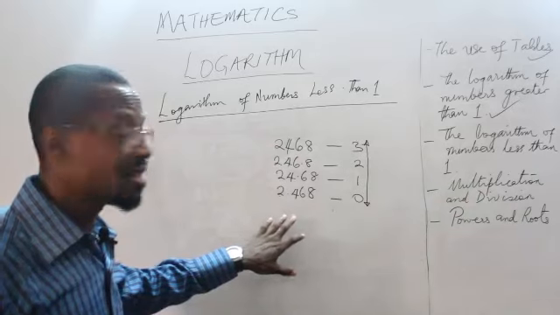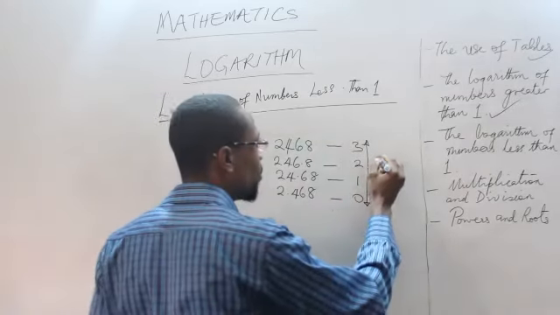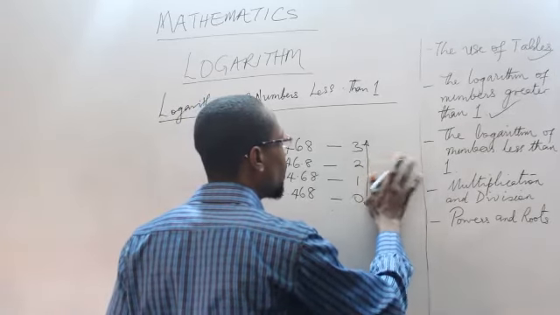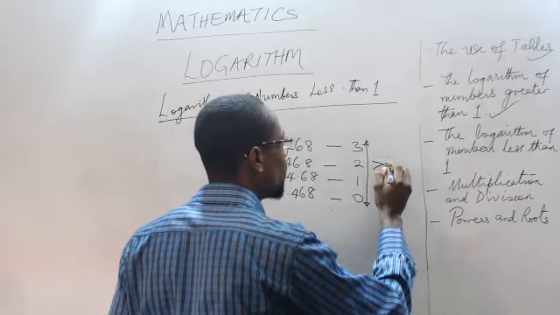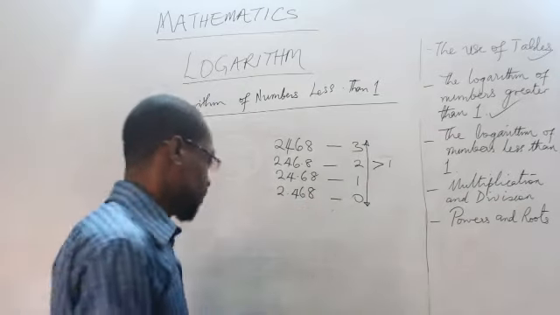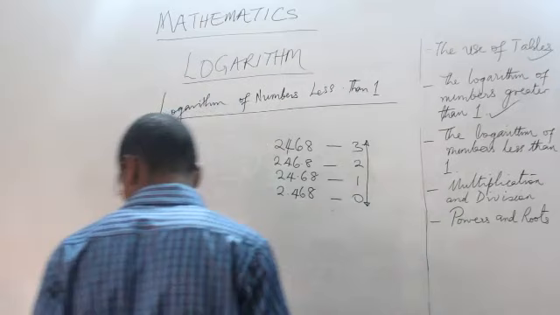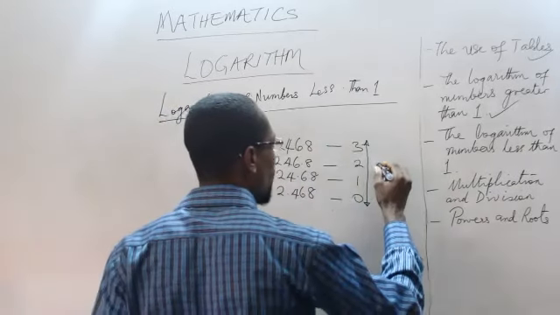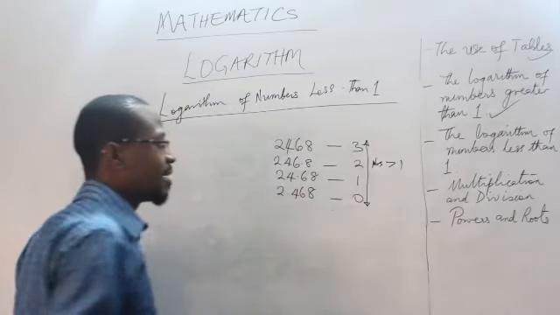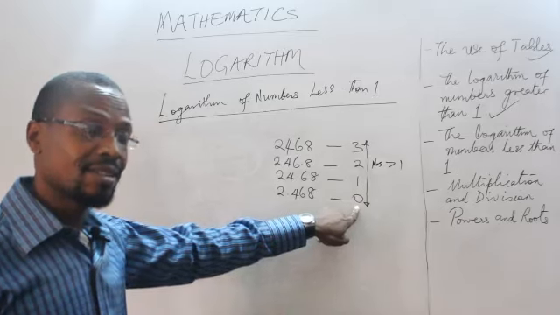So for all the numbers greater than 1, the highest characteristic you can have is what? 0. Or rather, say for all the numbers greater than 1, your characteristic is what? The least characteristic you can get is 0.